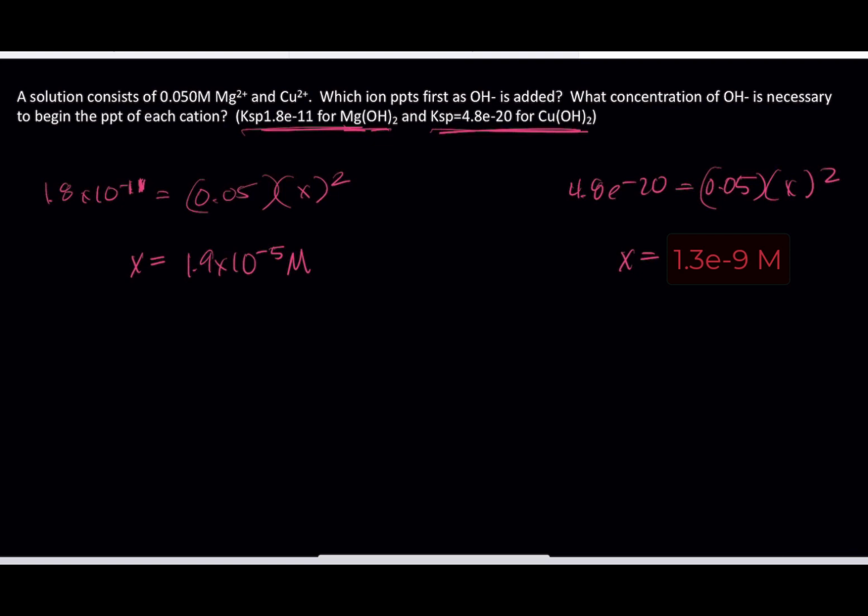Which means that in terms of what concentrations are necessary, these are the concentrations of hydroxide necessary for precipitation to begin, right? In terms of which of these will precipitate first, it will be the one that requires the smaller concentration, bearing in mind the way negative exponents work. So copper hydroxide will precipitate first. Yes? All right, because it requires a smaller concentration of hydroxide ion.